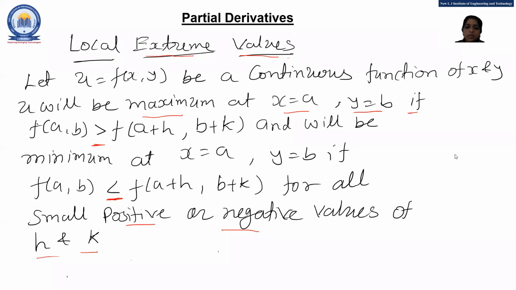Yash, I am talking about the local extreme values. Extreme values means what, Yash? It is the value of maximum or minimum.